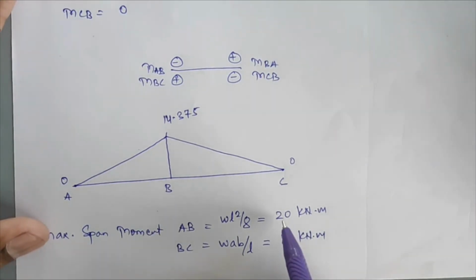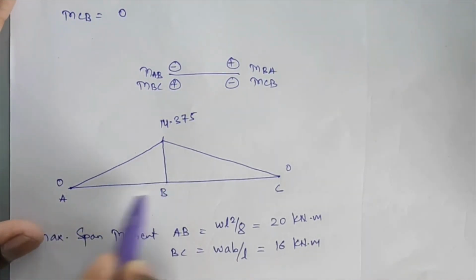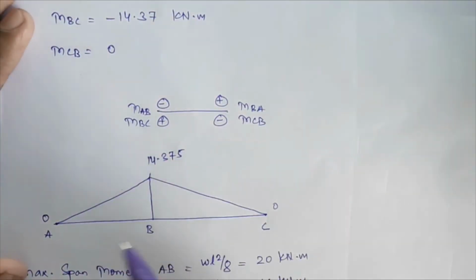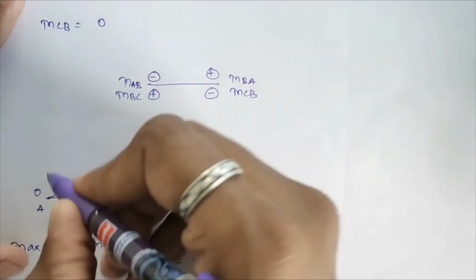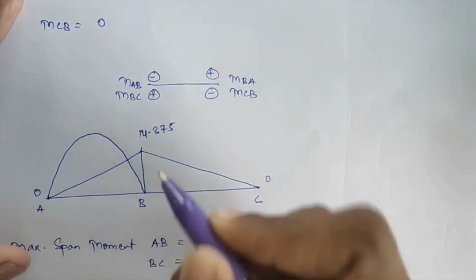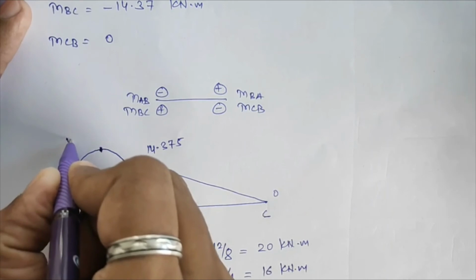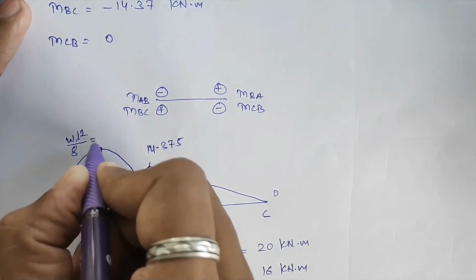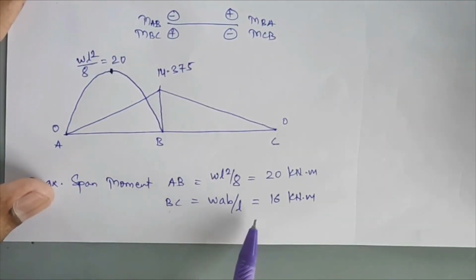Okay, so in span AB you are getting this 20 kilonewton meter, that is for UDL. So the nature of the moment diagram in span AB will be parabolic. So 20 will be maximum at the center, that is at the center of AB. So I'll plot that moment value over here. Okay, so this value comes maximum at the center, equal to WL square by 8, that is 20.